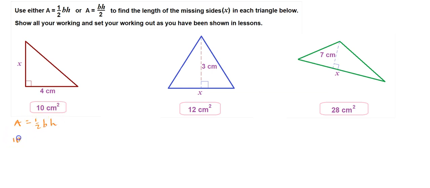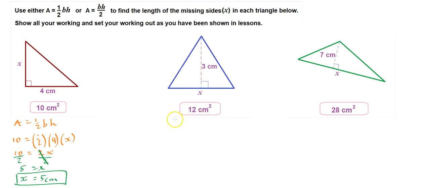So we know the area, that's 10. Half stays the same. Base is 4 and the height is x. So 10 equals 1/2 times 4, which is 2, times x is 2x. Okay, so now I can solve from here. I divide by 2 because this is multiplied by 2, so that cancels out. I'm left with x, and 10 divided by 2 is 5, and so x equals 5 centimeters.